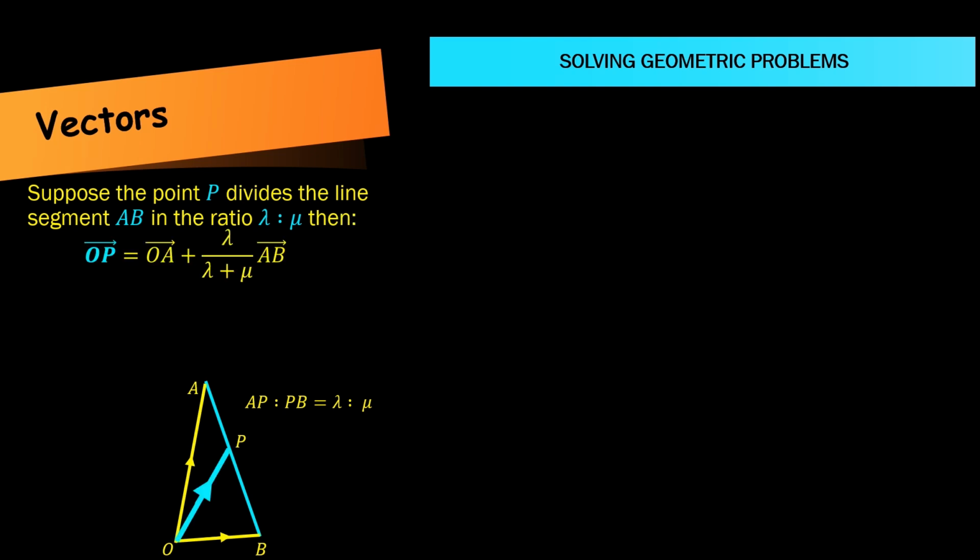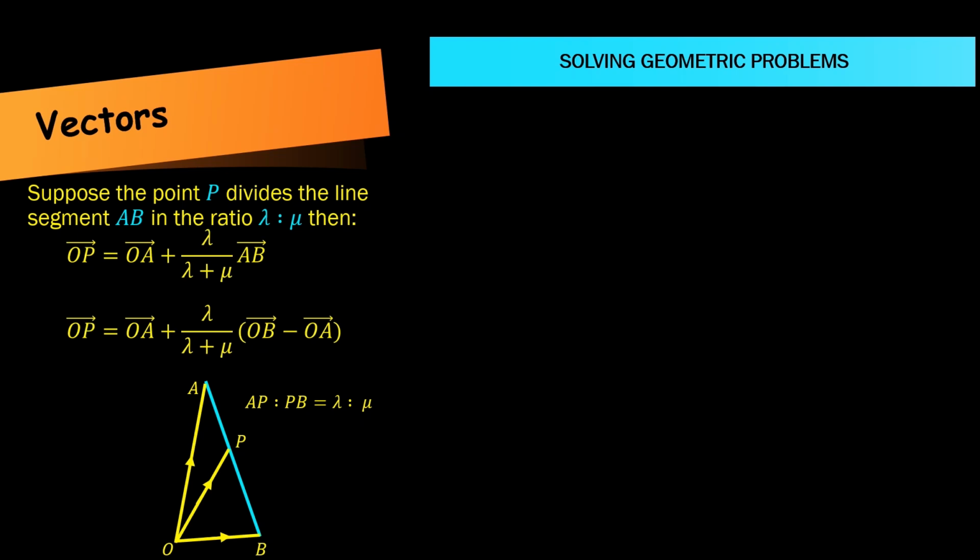Then OP equals OA plus a fraction of AB. This fraction is lambda over lambda plus mu. And then replacing AB with position vectors gives us the expression shown here. We are now ready to apply this theory to our next exercise.